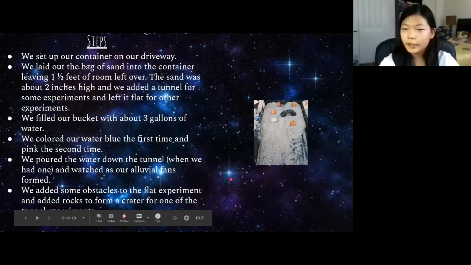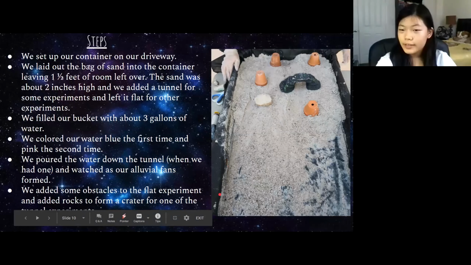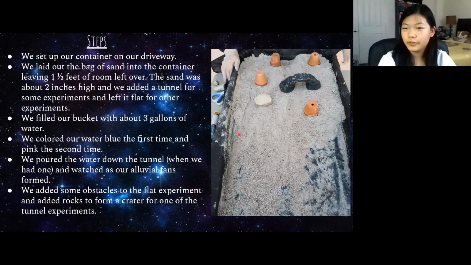As you can see here on the right, this was one of our experiments. For this one, we didn't have a tunnel, we just poured it directly onto the sand. In the beginning, when we poured, the water split into 2 rivers. So that formed 2 alluvial fans. Eventually the fans became bigger and bigger until they just became one big fan.